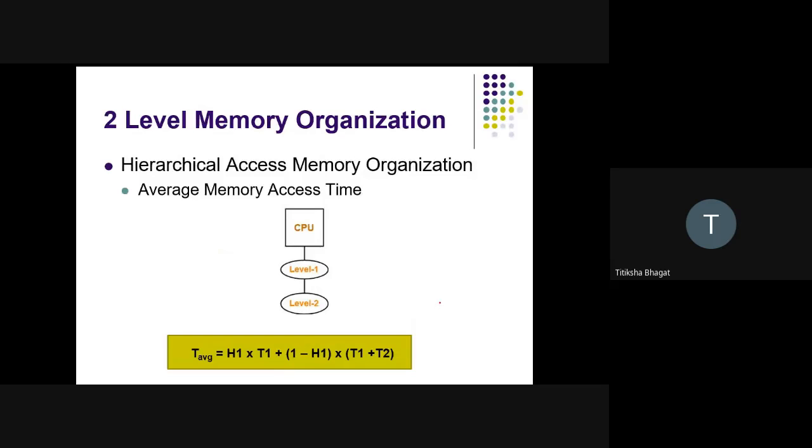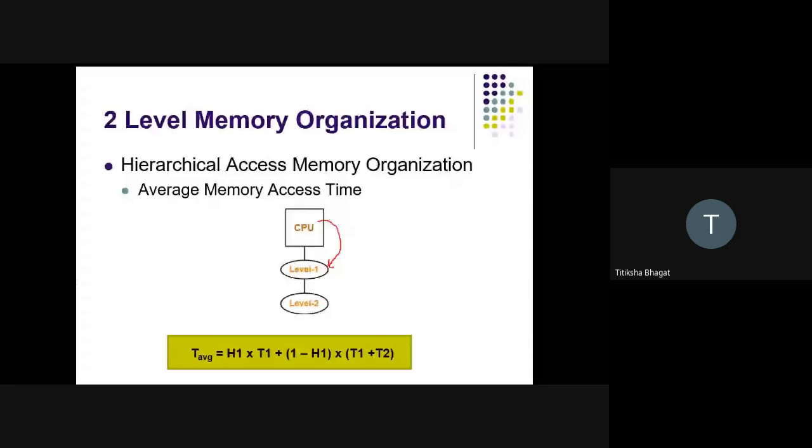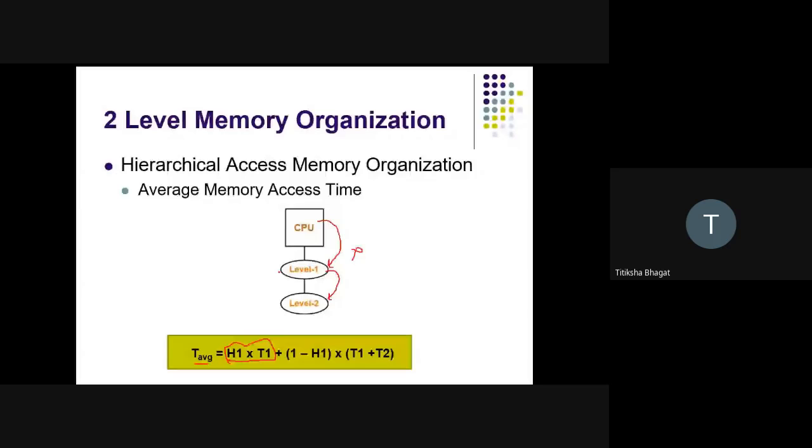Now next, what will be the average access time formula for level 2 memory organization, but this time with hierarchical access memory organization. Again, we know what hierarchical access means. First the CPU searches for the data in level 1. If it is not found there, then only it will search in level 2. So again the formula is H1 into T1. This indicates that we were searching in level 1, and we got the data. So this is the hit ratio for L1. This is the time for L1.